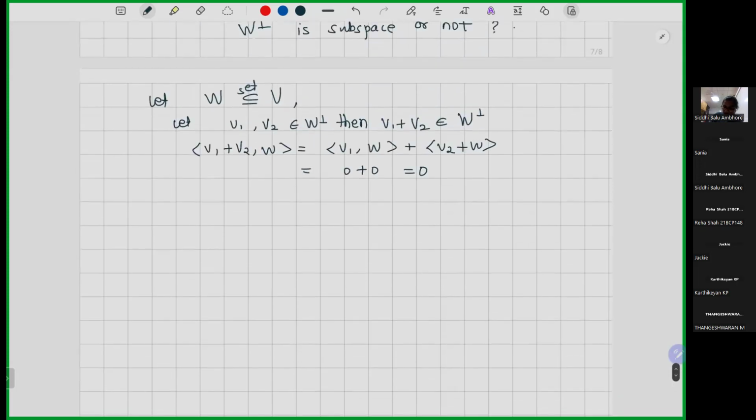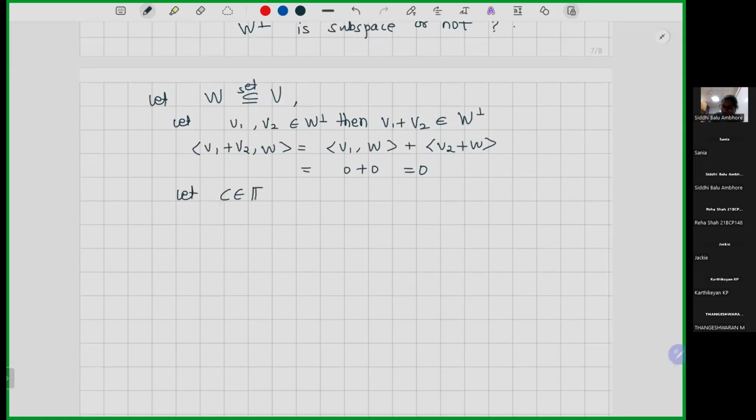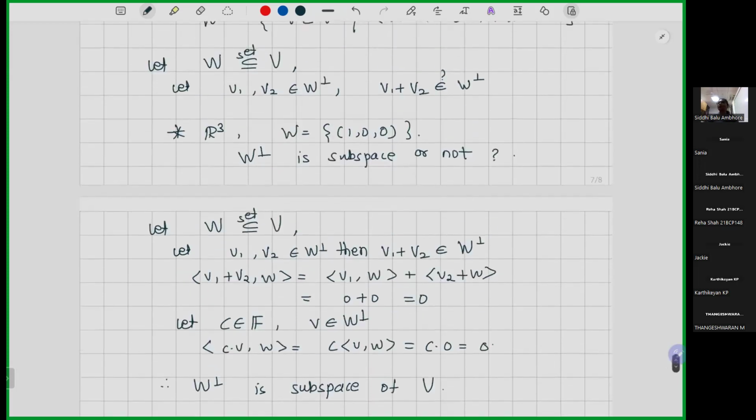And now similarly for a constant, if C is in the base field and V is in W perp, then CV comma W will be, we know, V comma W, and so therefore this W perp is a subspace of V. So W to start with need not be a subspace, but W perp, that is the orthogonal complement of W for any given set W, will always be a subspace.